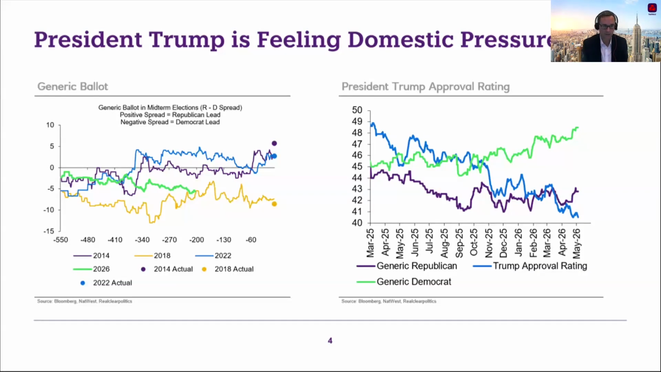And on the right side, you start to see some of what I think is the concern from the Republican and from the Trump side, is that Trump's approval rating has come down, and the generic Republican, which is that dark purple line, has effectively been treading water. What's maybe worrying them a bit is that on the generic ballot side, the Democrats are currently enjoying their best polling since the election in 2024.